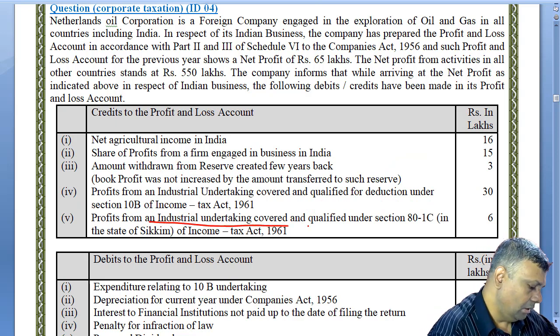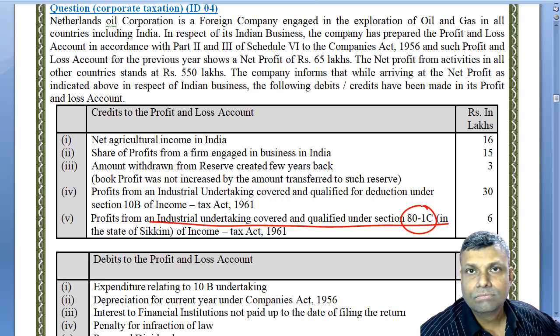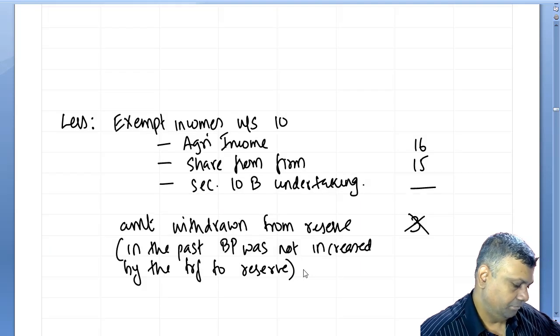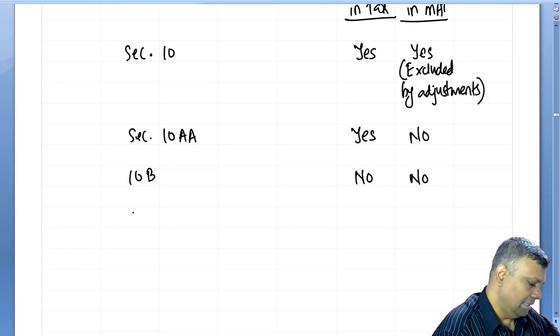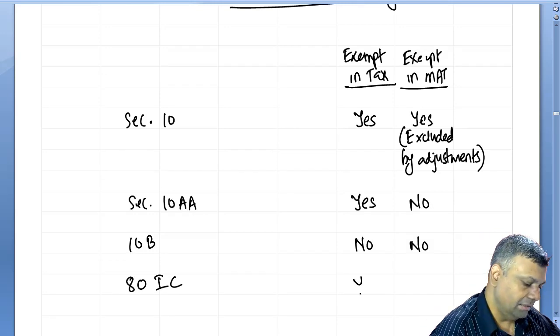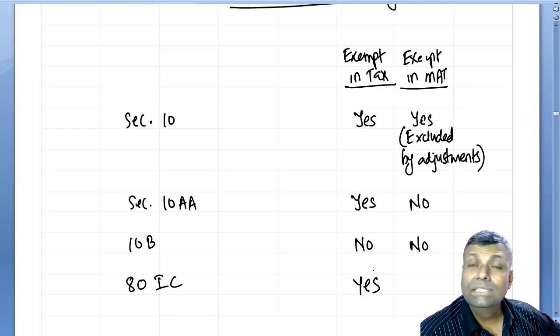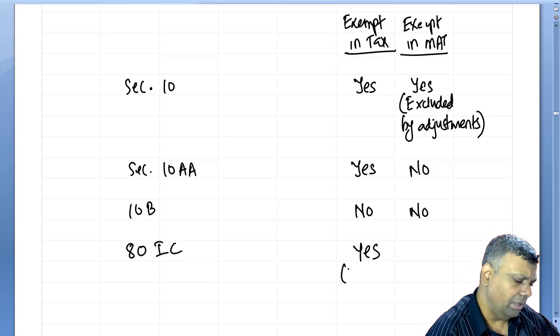Profits from industrial undertaking covered and qualified under 80IC. Come to our table. Our general understanding, for example, 80IC. Is it exempt in MAT? The answer is yes. It is exempt in tax. Sorry, not in MAT, tax. Is it exempt in tax? Yeah. But we will not call it an exemption. It is basically called a deduction.